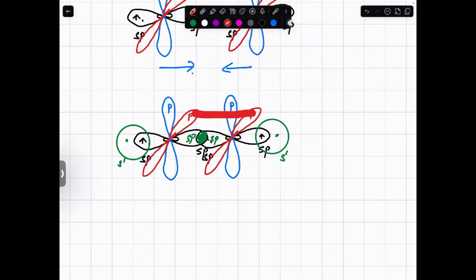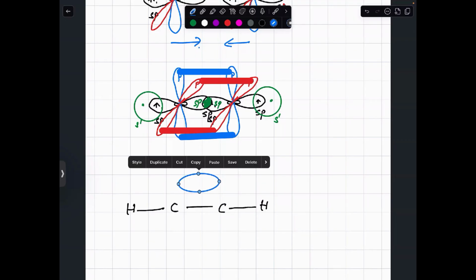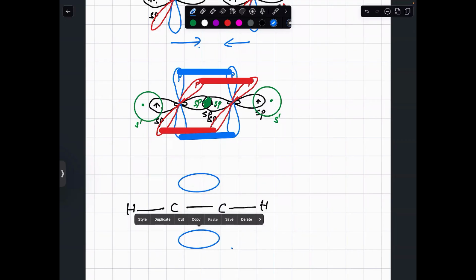These overlap with each other, making one pi bond. And these overlap, making another pi bond. So it's a triple bond. If this is one carbon and this is another carbon, this is a sigma bond. This is another sigma bond with a hydrogen. This is one pi bond, and I'm showing the other with the dotted line, another pi bond.